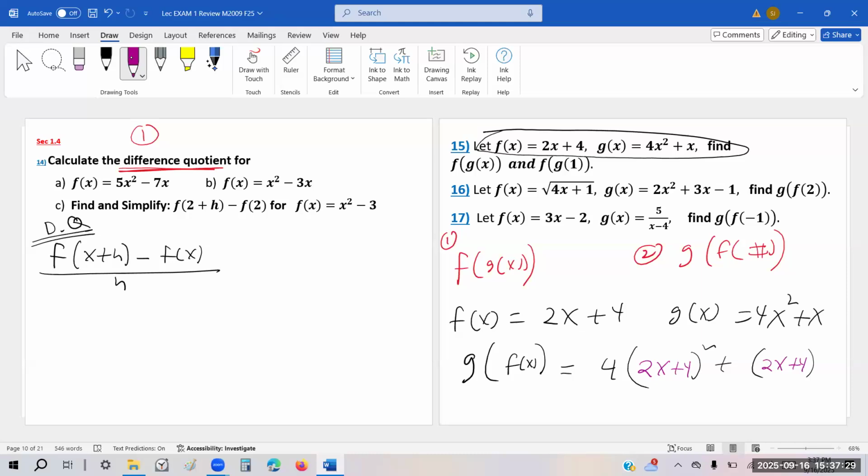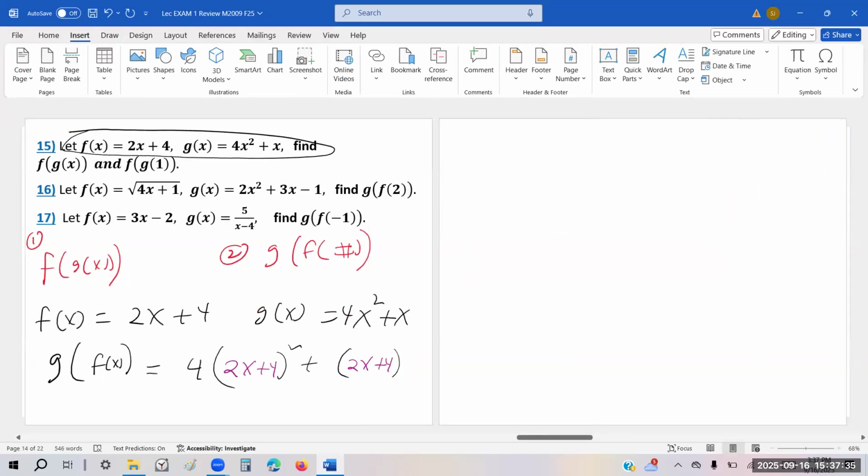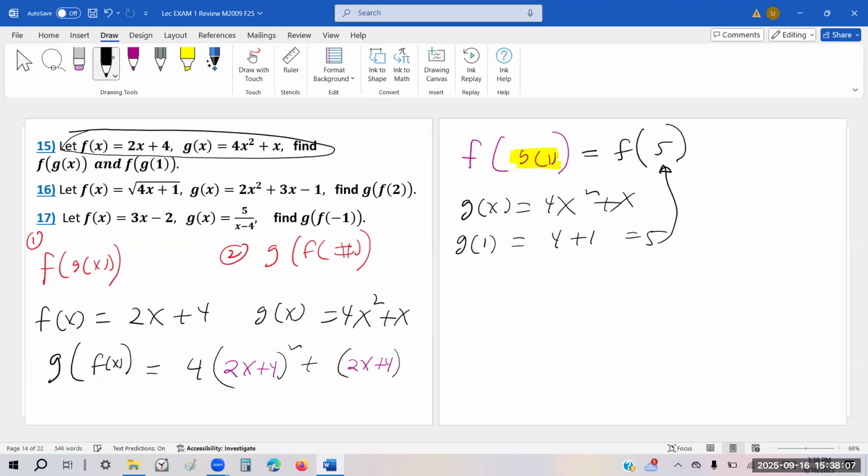And let's say you're doing a different question, it says find f of g of 1. So this time you have to find your composite function. You can simply find your g of 1, and replace that inside your f. So g of x is 4x squared plus x. Your g of 1 is 4 plus 1, 5. So this thing becomes f of 5.